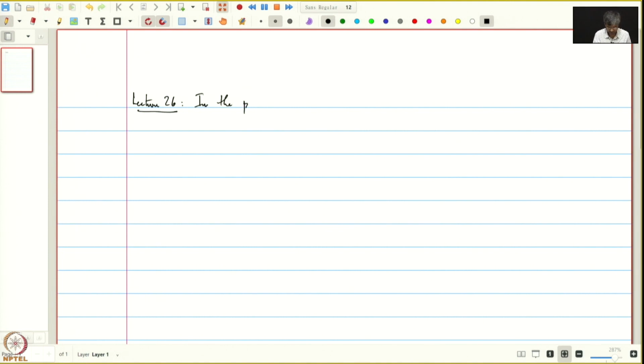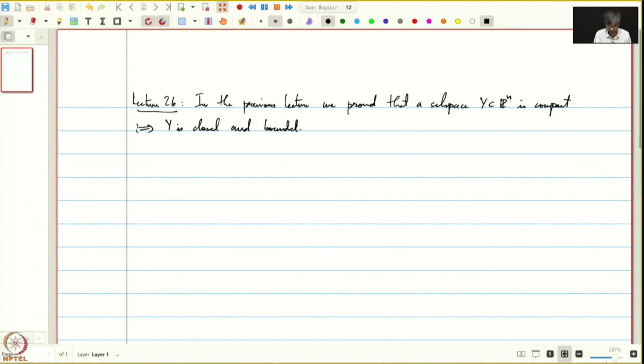So in the previous lecture we proved that a subspace Y of Rn is compact if and only if Y is closed and bounded. Right? And as an application, we saw that SON is compact.